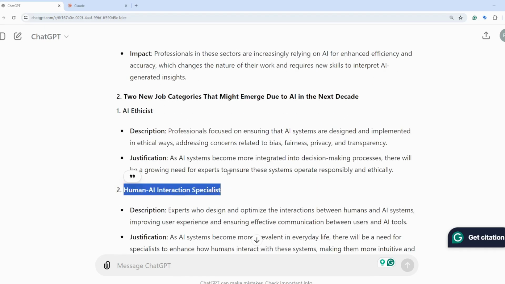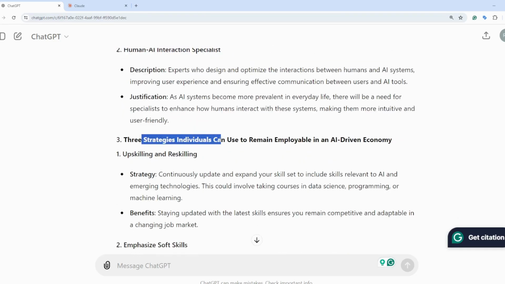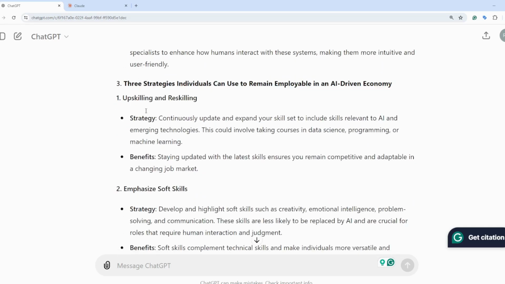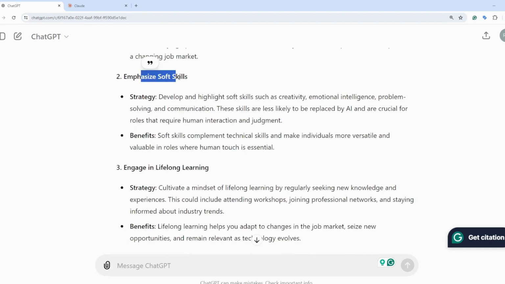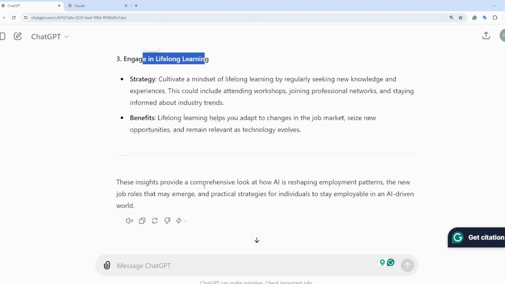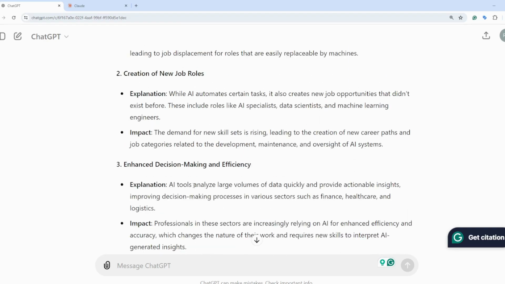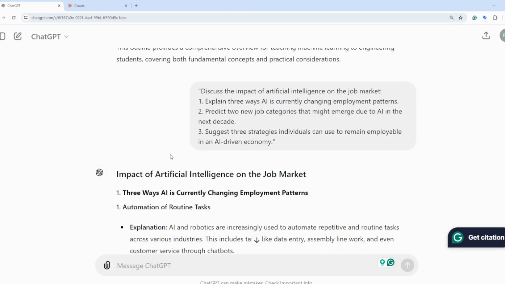So it's giving us something very relevant, and 3 strategies that individuals can take to remain employable. Upskilling and reskilling, very important. Emphasize soft skills, engage in lifelong learning. So these are the three things that we are looking for from this prompt. So I think this is something we have learned today: by giving specific, targeted prompts, and by giving roles to different prompts, we can change the answers from ChatGPT. And you can keep practicing. I will provide all these prompts in the description. You can practice, you can create your own prompts, and I hope this is very useful to you.